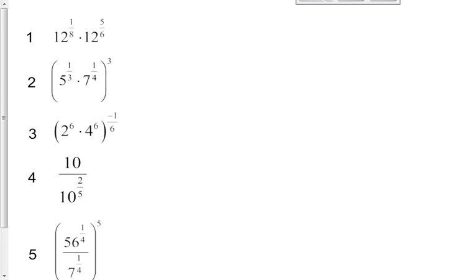On this next slide, there are 5 examples here. You may want to put it on pause. Try these yourself, then turn it back on and see how you did. 12 to the 1/8, 12 to the 5/6. My base matches. Keep the 12. I need to add my powers.